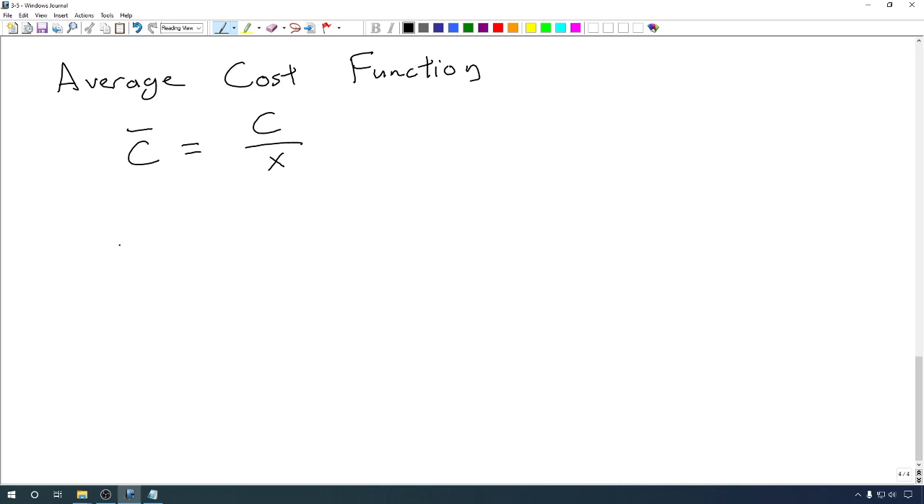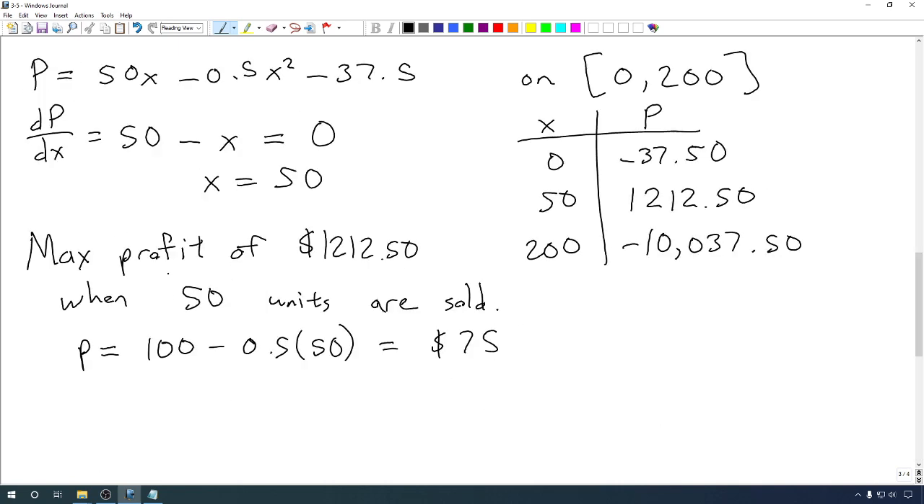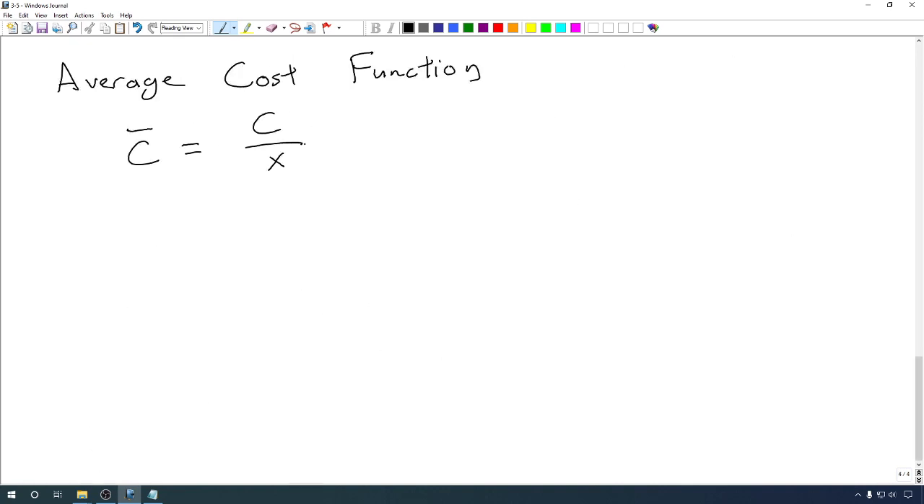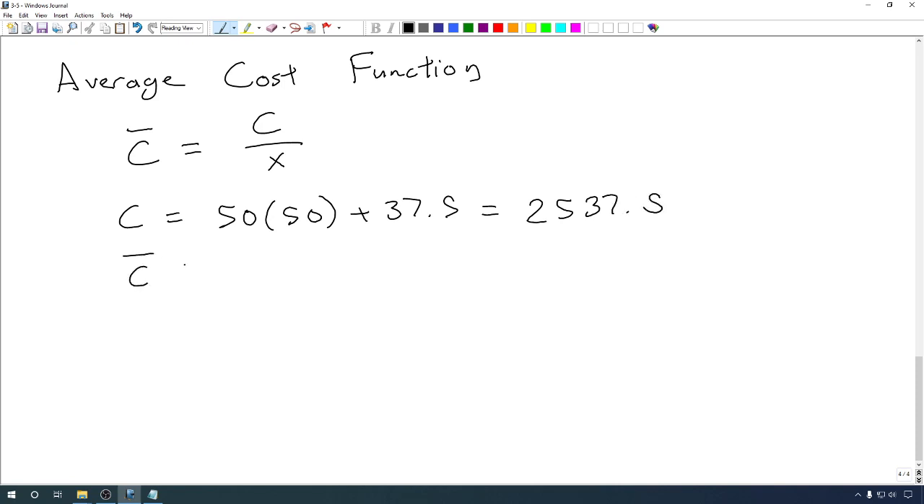In our particular case here, we have how many units there are. We have 50, corresponding to that maximum profit. But we do need to actually know what cost we're actually dealing with in this case. So cost was 50x plus 37.5. Of course, x here was 50. Go ahead and work that out. Using a calculator here, we get 2,537.5, which means that our average cost is that value divided by the 50 units that we actually sold.